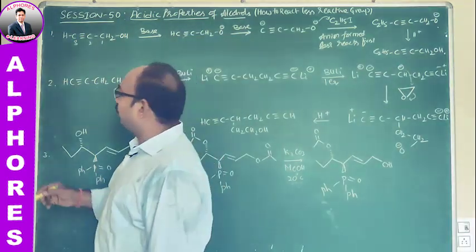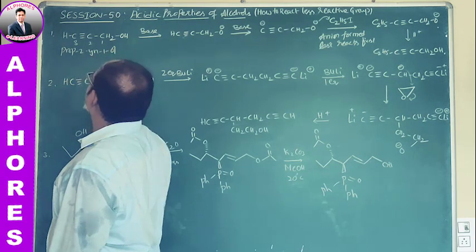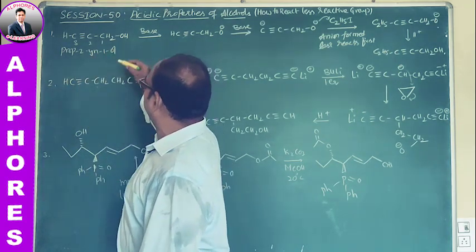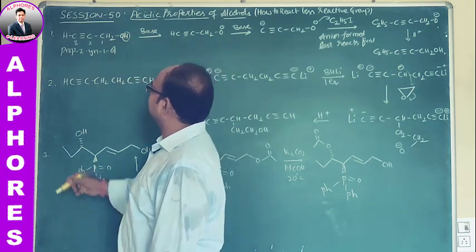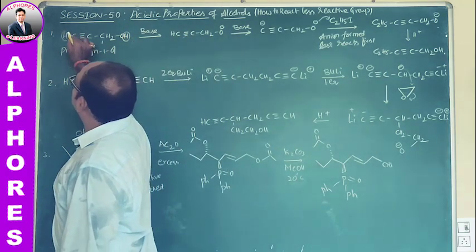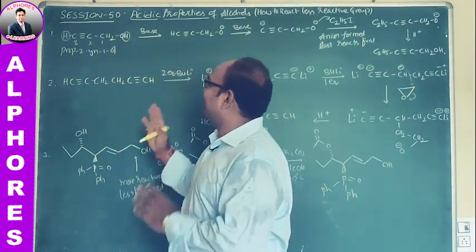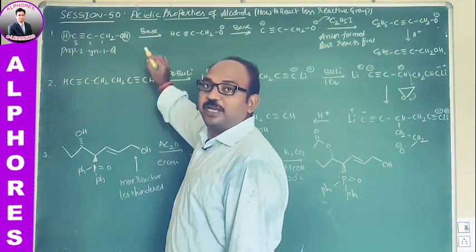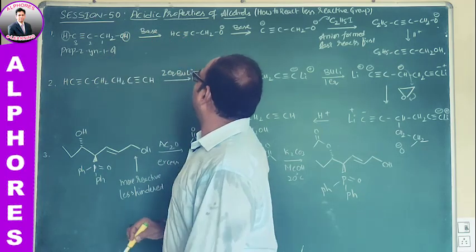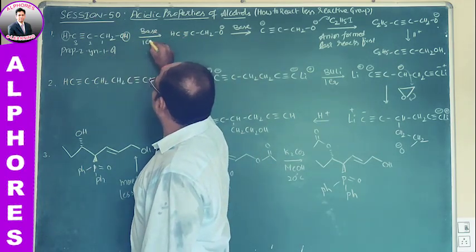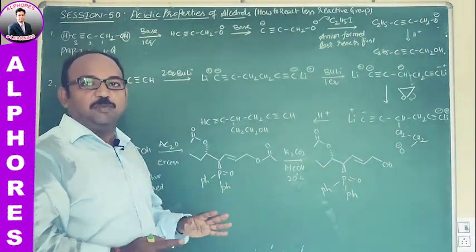Here I am going to consider prop-2-yn-1-ol. This prop-2-yn-1-ol has two acidic hydrogens: the alcoholic hydrogen is acidic, and the triple bond carbon-containing hydrogen is also acidic. That means there are two acidic hydrogens, which upon treatment with base can be abstracted as protons. Let us suppose we are using only one equivalent of base.